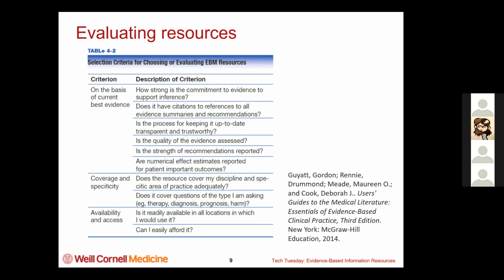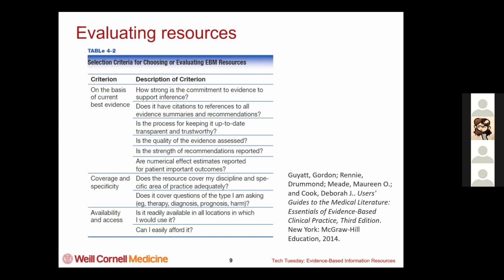This table shows some selection criteria for evaluating EBM resources. So going back to our poll question about how you evaluate whether a resource is evidence-based, feel free to jot these down and keep them in mind as we move on to the demos. First, going off the first criterion, the basis of the current best evidence: look for citations. Is the process for updating the resource transparent? Do they explicitly describe the process for gathering and synthesis? Is there an assessment of the quality of the evidence? Do they indicate the strength of a recommendation?